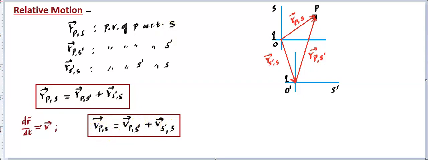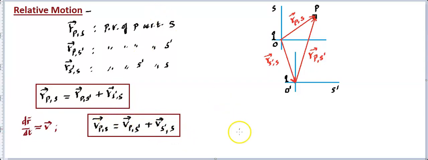So that's the point. It says if we need to find the velocity of any point with respect to any frame, you find the velocity of that point with respect to the new frame and then add the velocity of the new frame with respect to the old frame. And if you switch them or exchange them, then there is going to be a minus sign coming in. Now you can further differentiate it, because you know differentiation of velocity becomes acceleration.